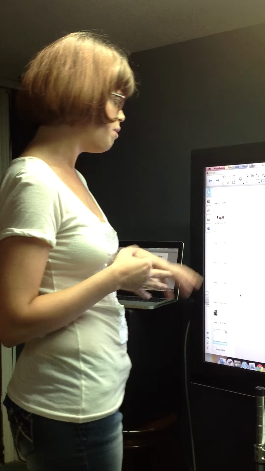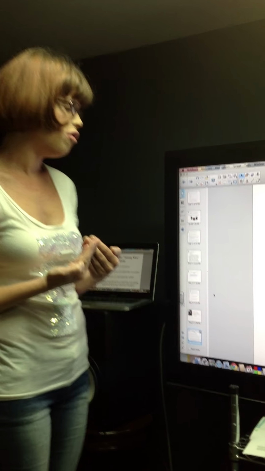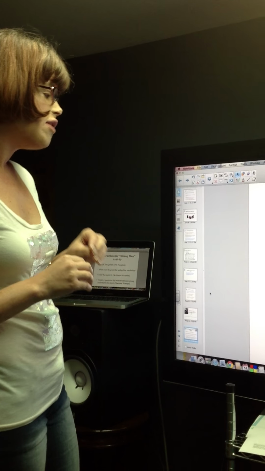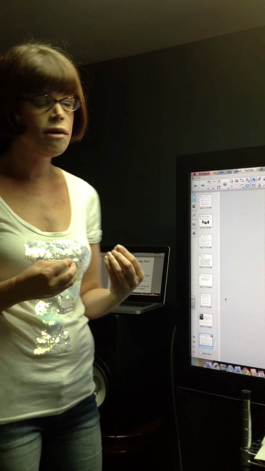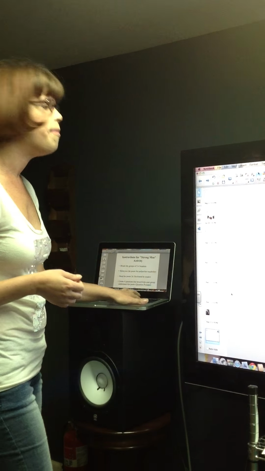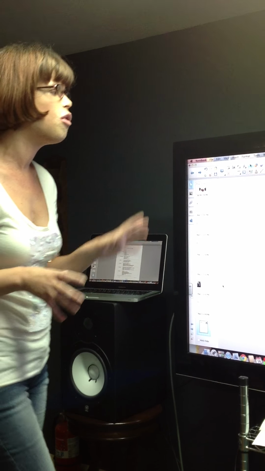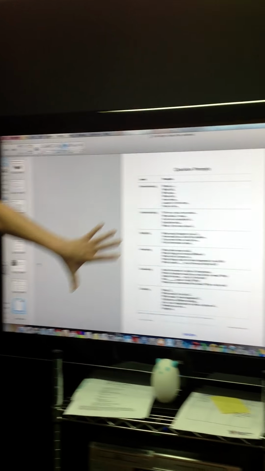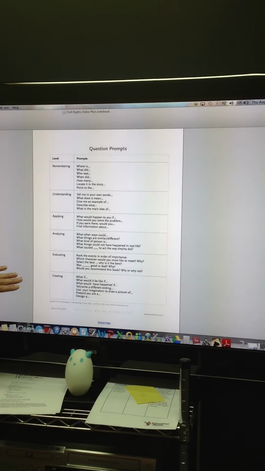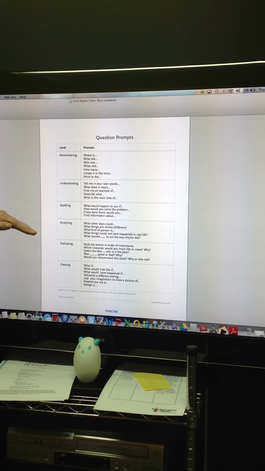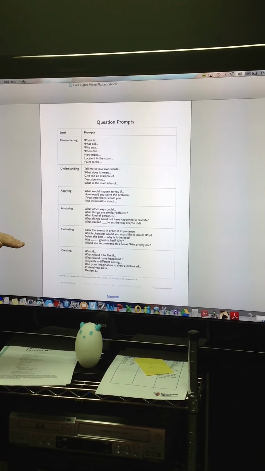And then each group is going to create 4 questions in their group using the Bloom's taxonomy 6-tiered thinking process to help them understand the poem better, okay? So they're going to use question prompts. These are all based on the Bloom's taxonomy 6-tiered thinking process, okay? Remembering, understanding, applying, analyzing, evaluating, and creating.